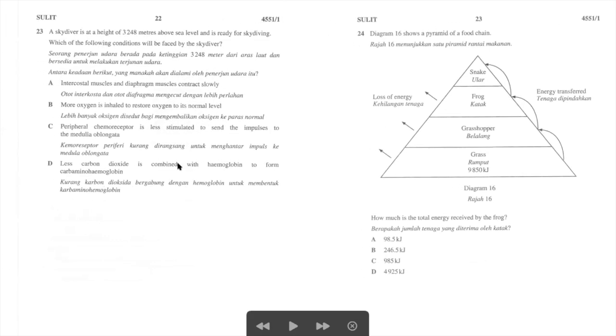23. Okay, awak baca sendiri soalan dia. Sekejap. Okay, baca sekejap soalan dia.